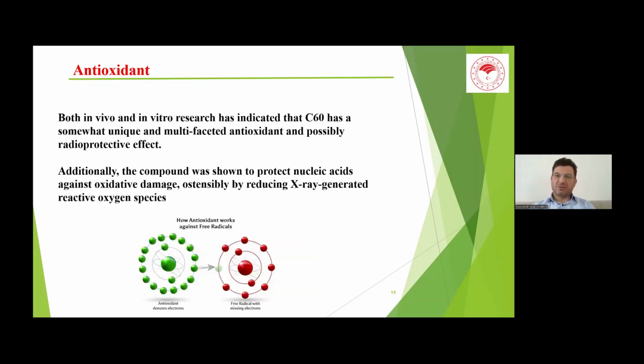We also mentioned antioxidant characteristics in the introduction pages. Both in vivo and in vitro studies have indicated that fullerene has a somewhat unique and multifaceted antioxidant and possibly radioprotective effect. Additionally, the compound was shown to protect nucleic acids against oxidative damage by reducing X-ray generated reactive oxygen species.